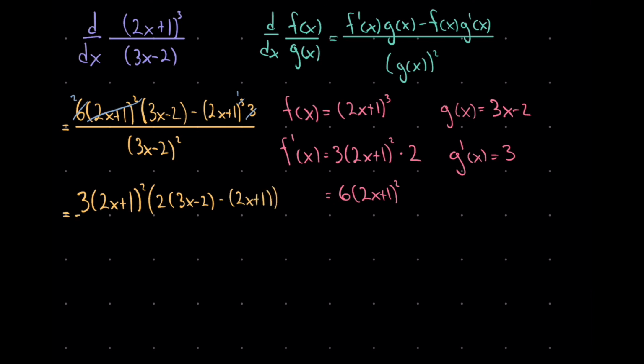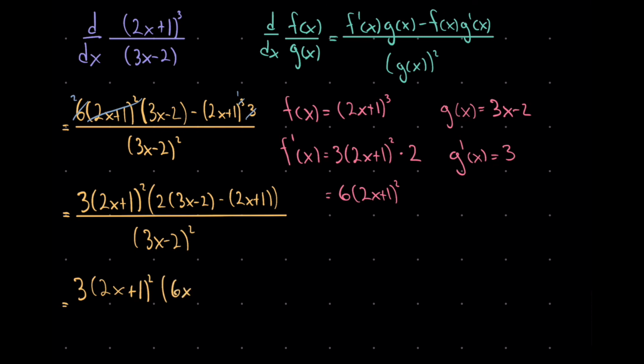And once again, this is all over (3x minus 2) squared. And so now, cleaning this up a bit, we get 3 times (2x plus 1) squared, that stays the same, times [2 times 3x, well that's 6x, and then minus 4, and here we have minus 2x minus 1], all over (3x minus 2) squared.